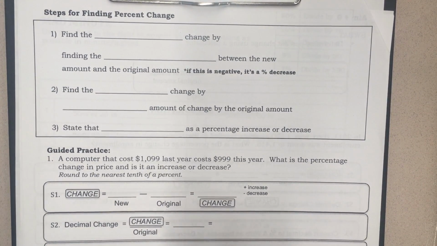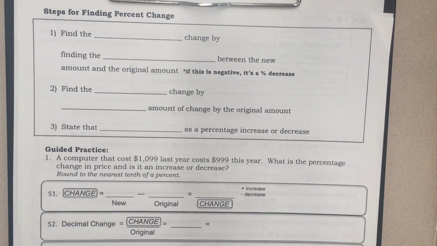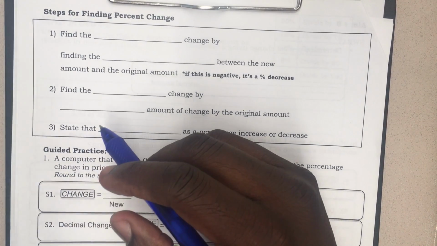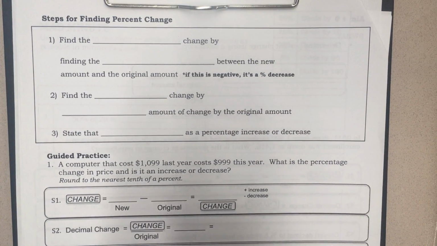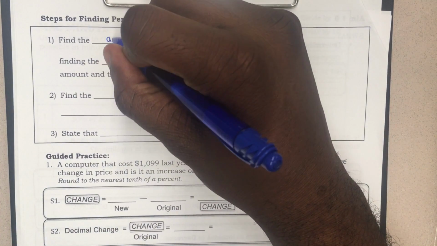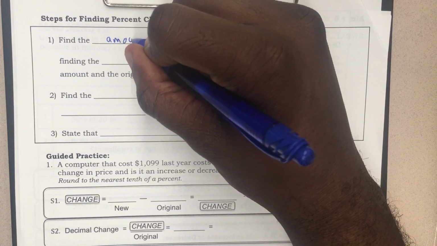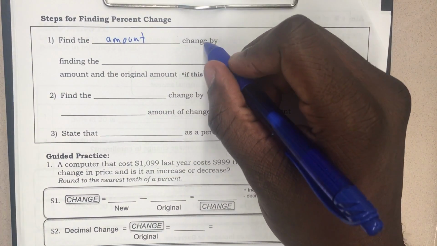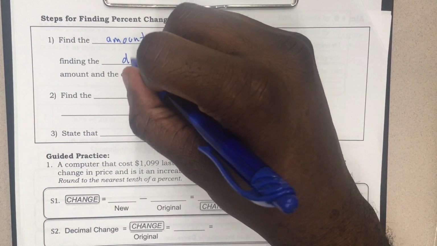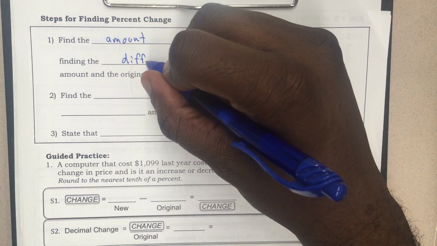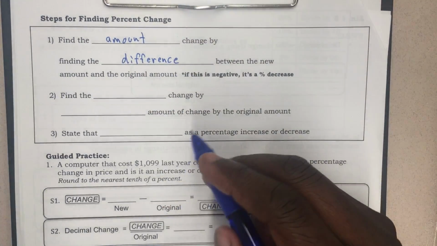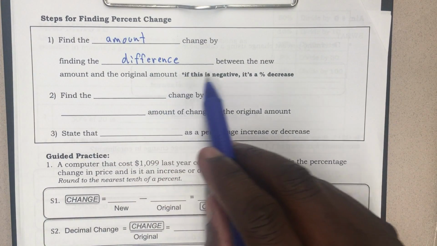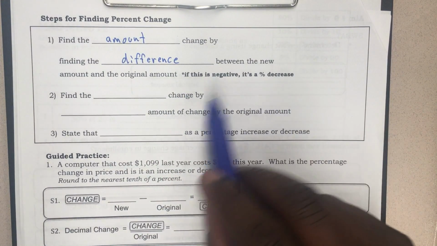Okay, so let's go over these steps for finding your percent change. They're very similar to yesterday. So let's go through them quickly, make sure that we have them and we understand them. Find the amount of change by finding the difference, D-I-F-F-E-R-E-N-C-E, between the new amount and the original amount. If it's negative, you know it's a decrease.